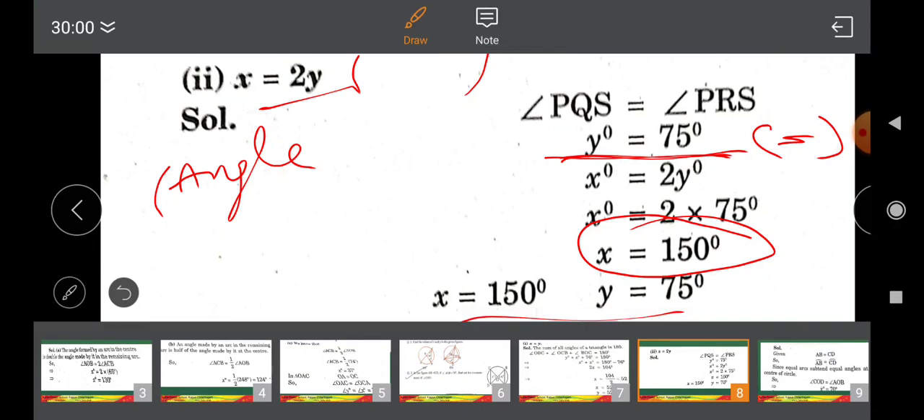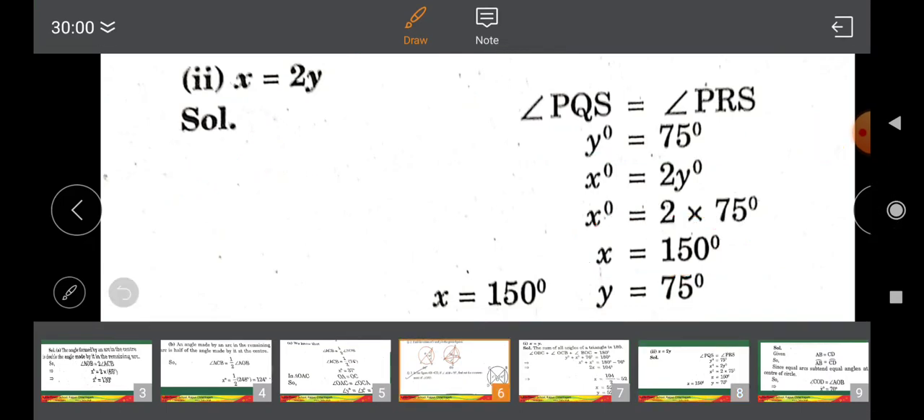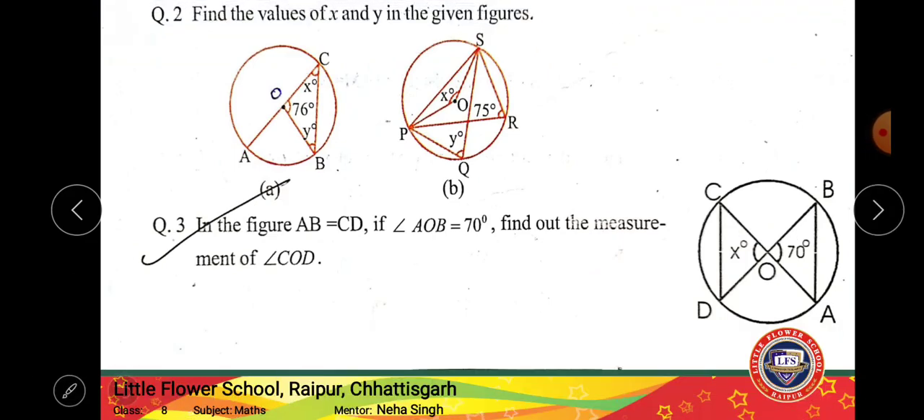Okay, now coming to the third question. It is a very simple question. AB equals CD is given, right? If AOB is 70 degrees, you need to find the value of COD. How can you find the value of COD? Since this is 70 degrees, this will also be 70 degrees.